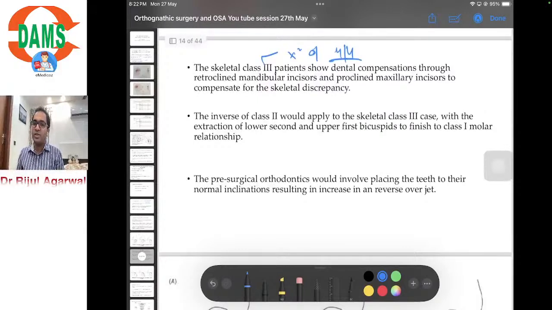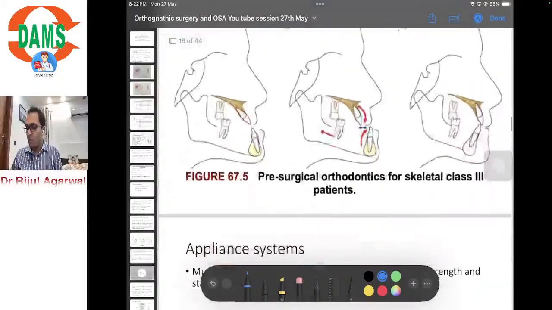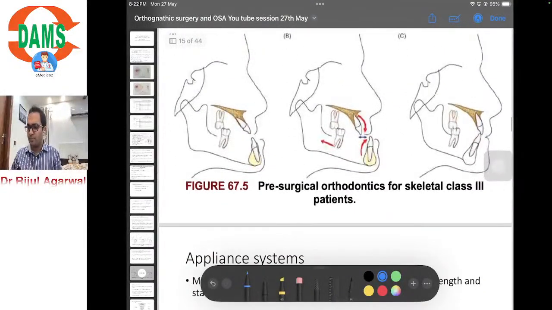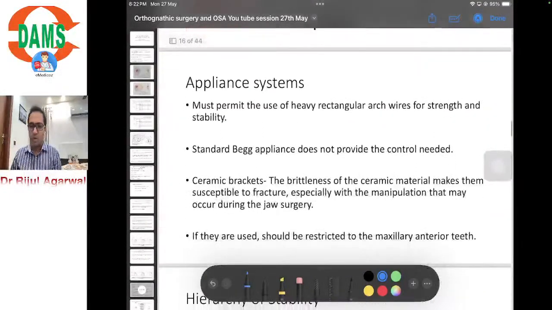So the pre-surgical orthodontics involve placing the teeth in their normal inclination, resulting in an increase in reverse overjet in skeletal class 3. Okay, I hope it's clear until now. So this is the pre-surgical orthodontics. So now we are reaching the point of surgery.